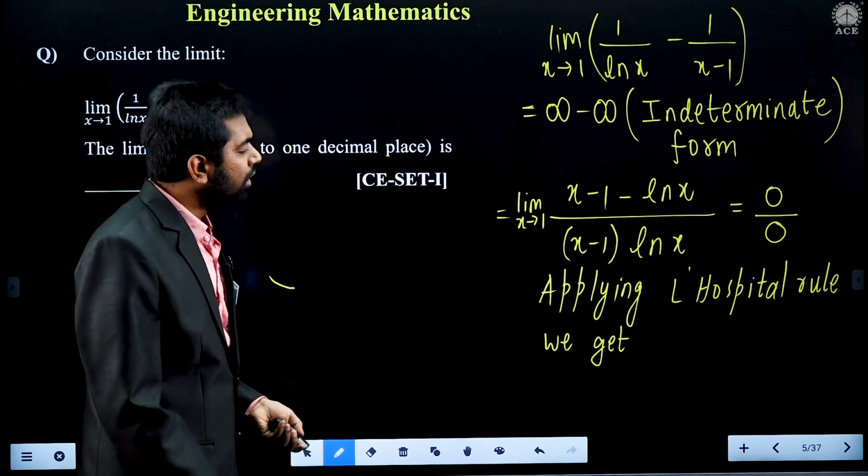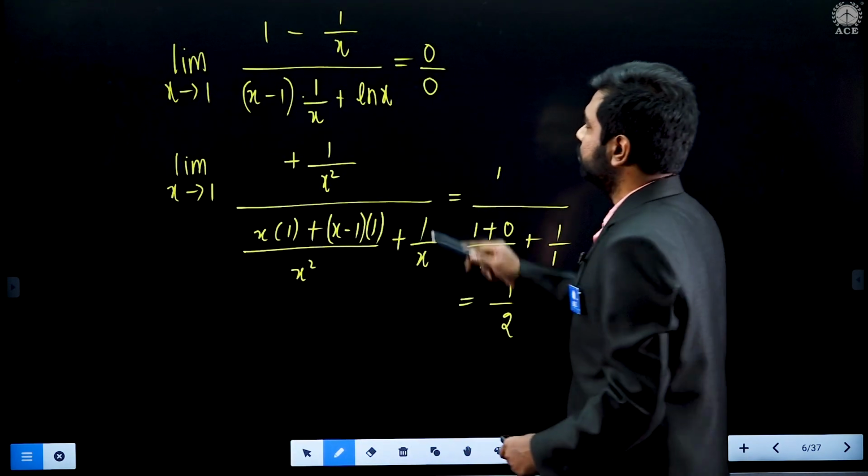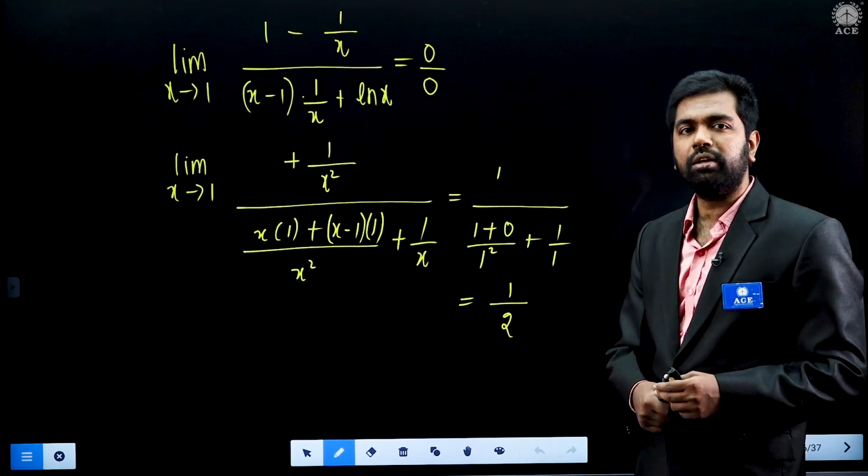So I have done all such calculations in the next page. So have a look at these calculations. So this is what I get. Now you can put the limit. Let's see what happens when I put the limit.